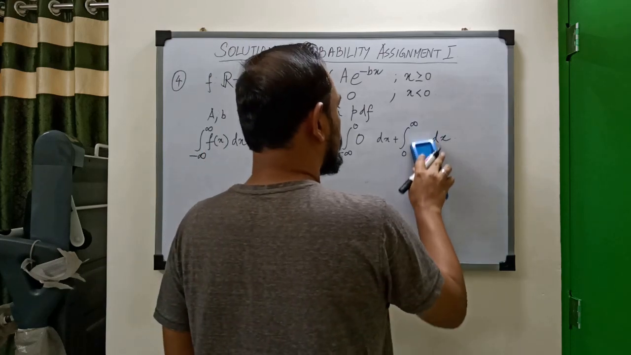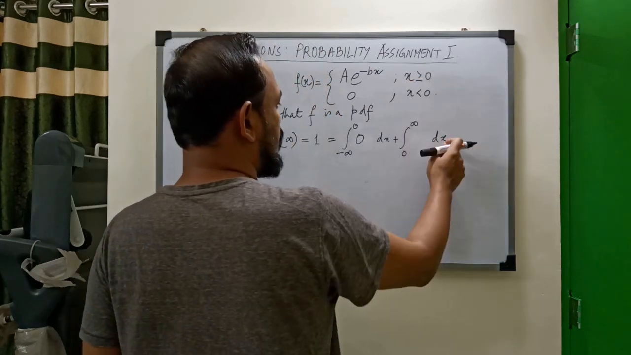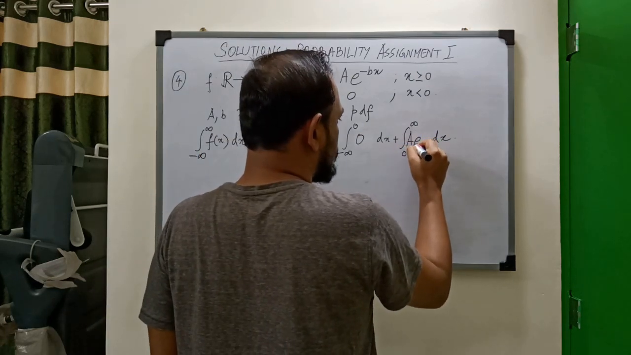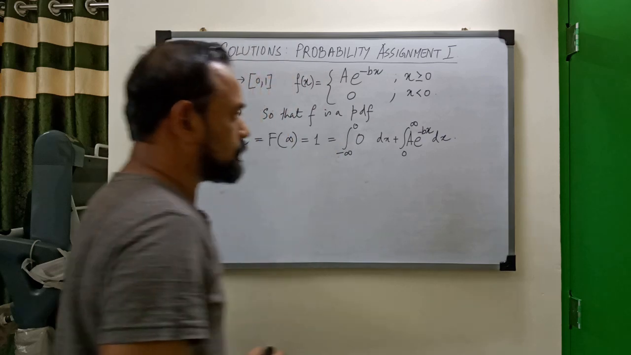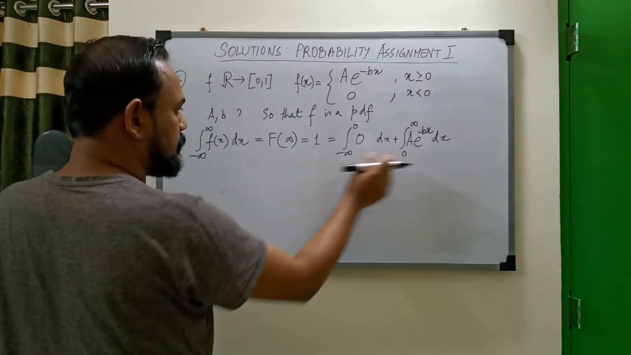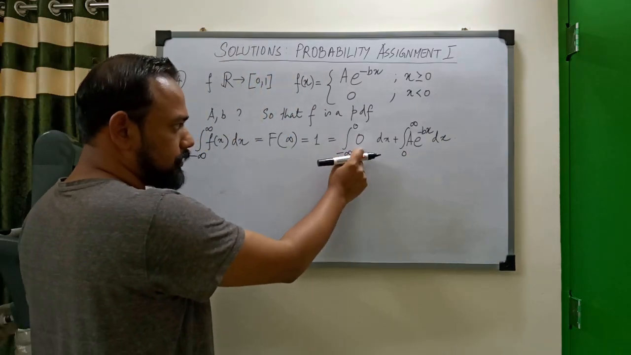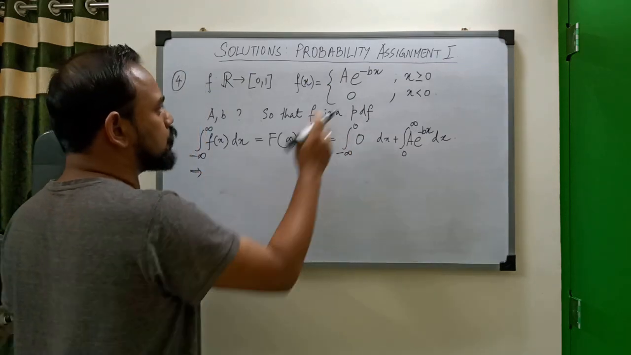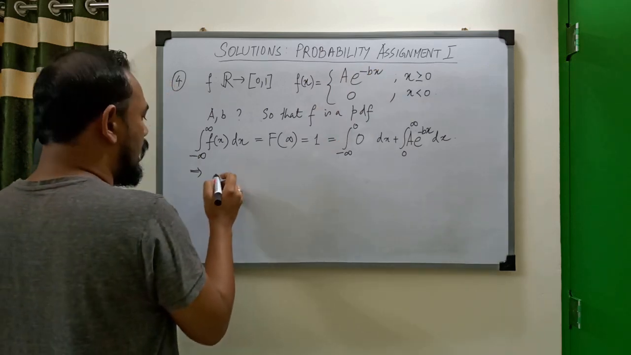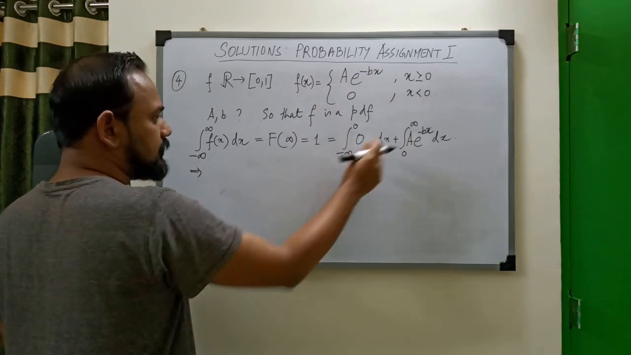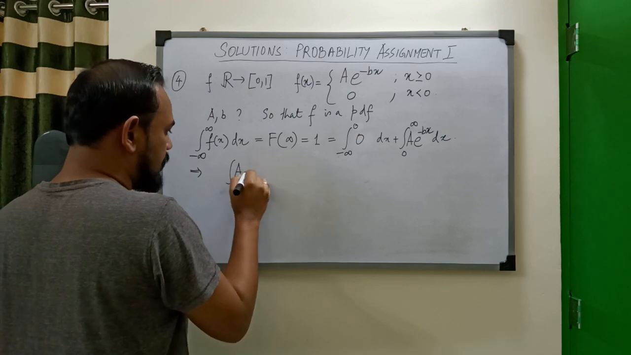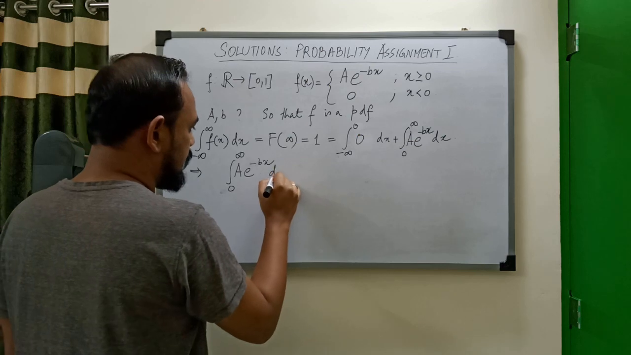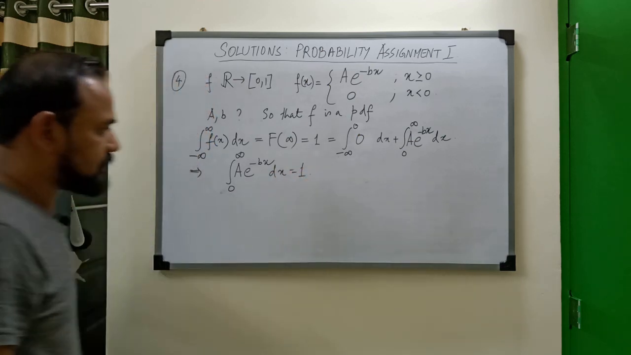But from 0, when x is more than or equal to 0, this is just going to be capital A e to the power minus small bx. And this should give me 1. This has 0 contribution because the integrand itself is 0. So therefore the equation which should give me the values of capital A and b is this, okay? The integration of capital A e to the power minus bx from 0 to infinity dx should give me 1. That's what it is.